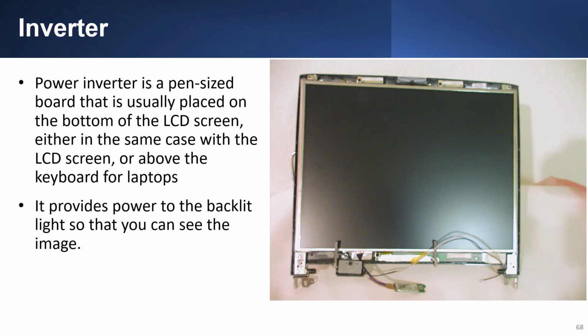A power inverter is a pen-sized board that is usually placed at the bottom of the LCD screen, either in the same case or above the keyboard for laptops. It distributes power to the backlight so you can see the image. The inverter is a field replaceable unit, so you can replace the inverter. If you don't want to do this, you have to replace the monitor.